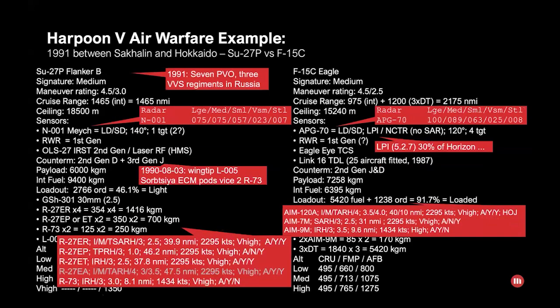Now, this might be a little bit more traditional. This is a PVO Flanker versus an F-15C, and you can see that it's a different story here. First of all, the Flanker is not around in 1983. Flankers in 91, you have these regiments here, whereas by 91, the F-15C is much more advanced. You have a better radar with LPI, low probability of intercept, non-cooperative target recognition, and you have AIM-120s, which is much better than the Soviet missiles.